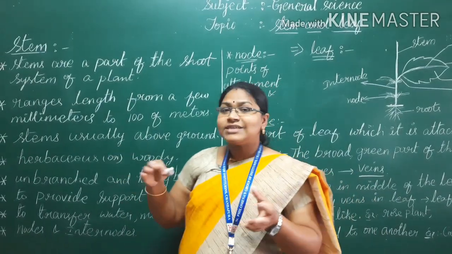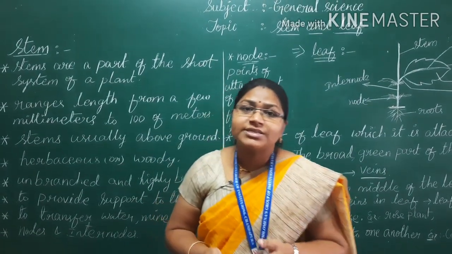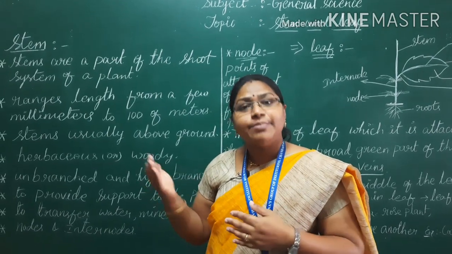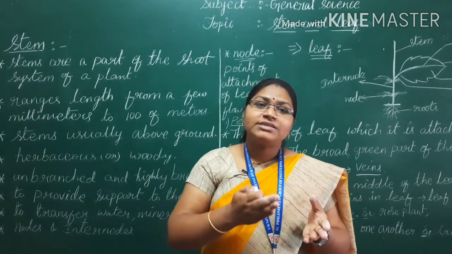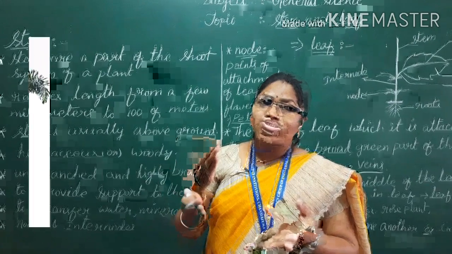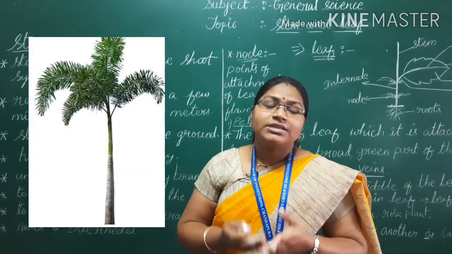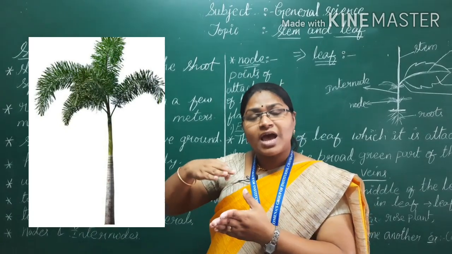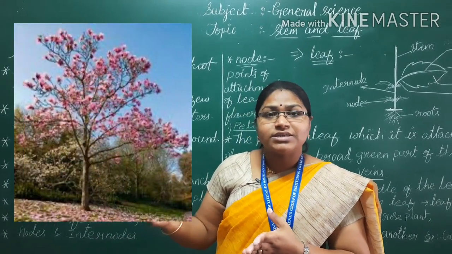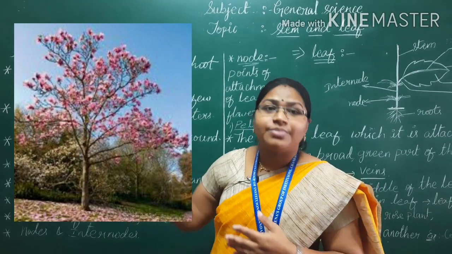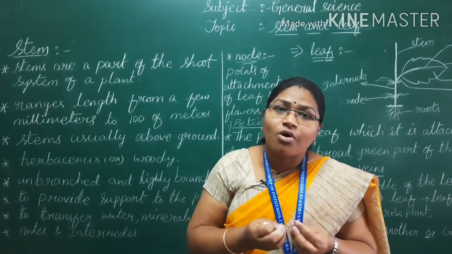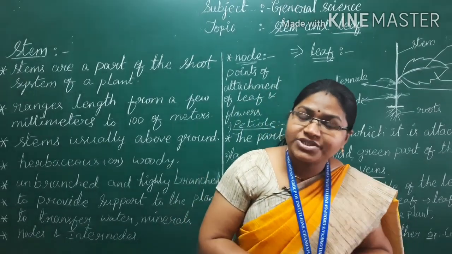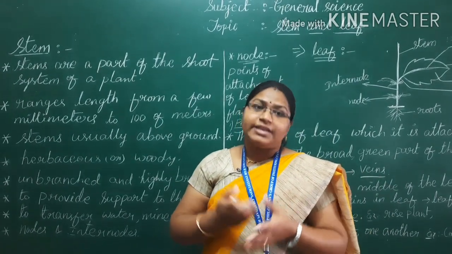The next point is that stems are usually herbaceous or woody in nature, and they are unbranched or highly branched. In some plants, like the palm tree, you cannot see any branches, so that is an unbranched stem. You can observe highly branched stems in mango trees and banyan trees. Herbaceous means very soft, and woody means very hard. Stems are herbaceous as well as woody in nature.